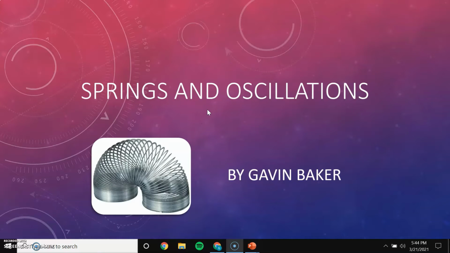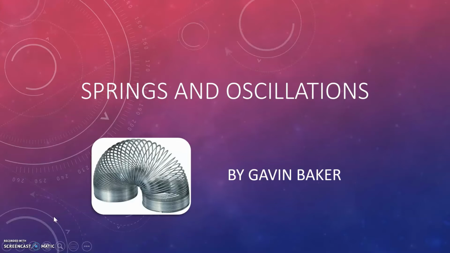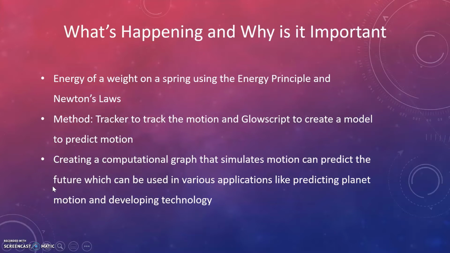I'll be analyzing the energy of a weight on a spring using the energy principles and Newton's laws. I use Tracker to track the motion and GlowScript to create a computational model to predict motion. First, I'll go over the results and explain what concepts support the observation. Later, I'll be comparing data and explaining any discrepancies.